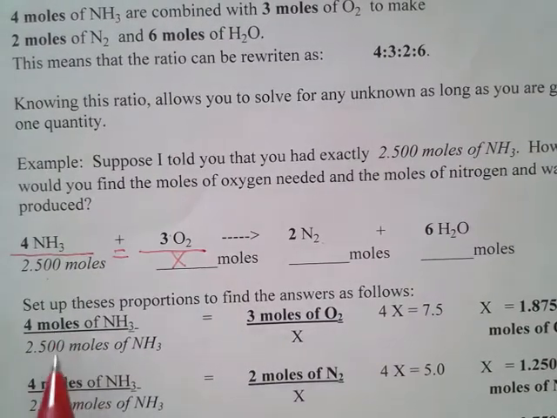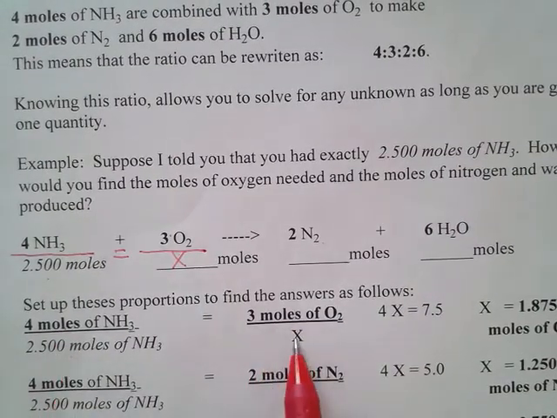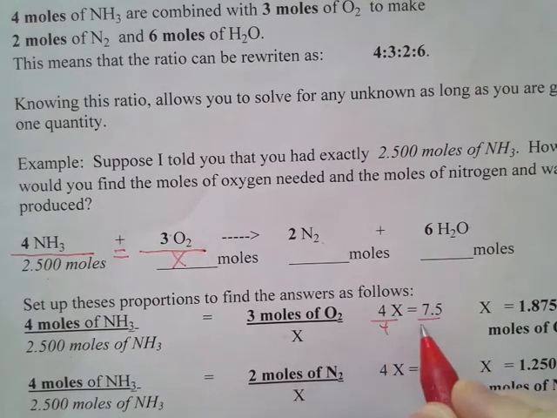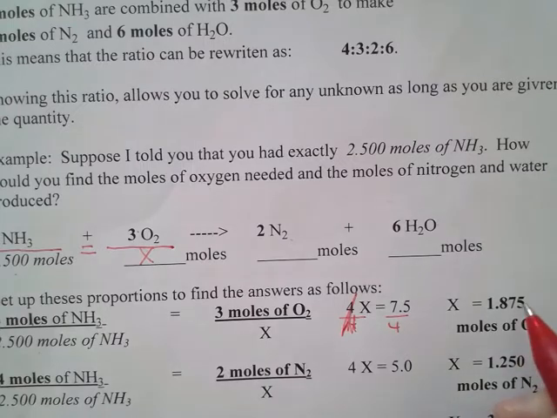And there it is. 4 over 2.5 equals 3 over x. I cross multiply, I get 4x is equal to 7.5. I divide both sides by 4. This 4 cancels, and I'm left with 7.5 over 4, which is equal to 1.875 moles of oxygen.